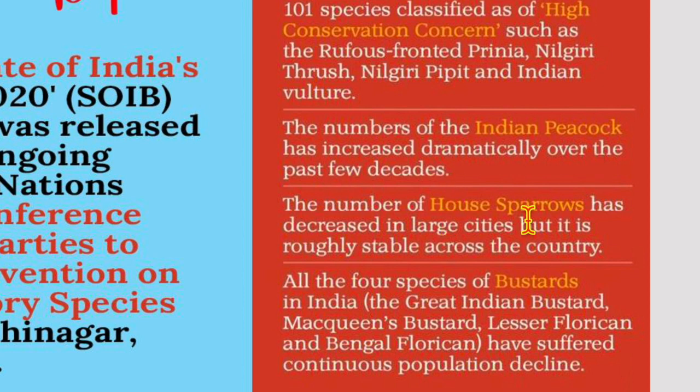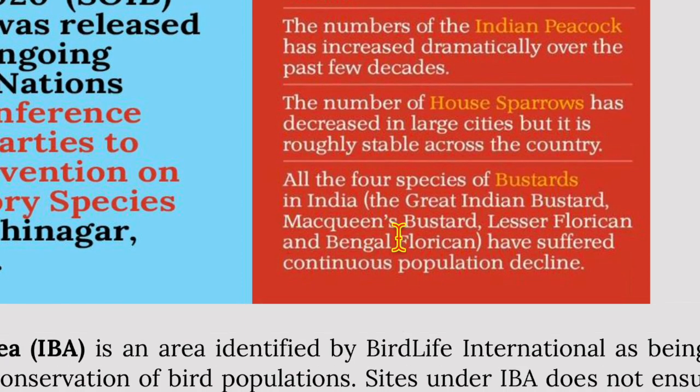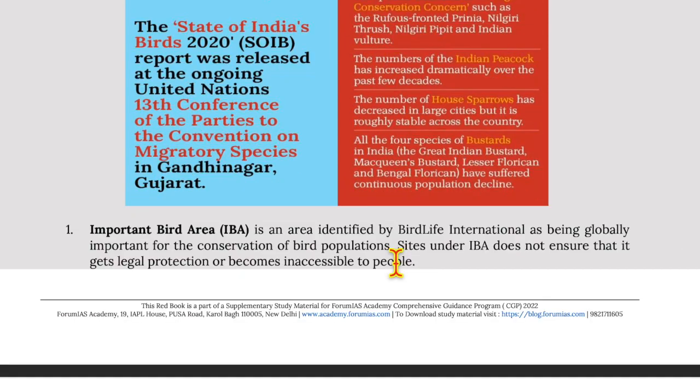The number of house sparrows has decreased in large cities, but it is roughly stable across the country. All 4 species of bustards in India, that is the Great Indian Bustard, McQueen's bustard, Lesser florican, and Bengal florican, have suffered continuous decline in population.